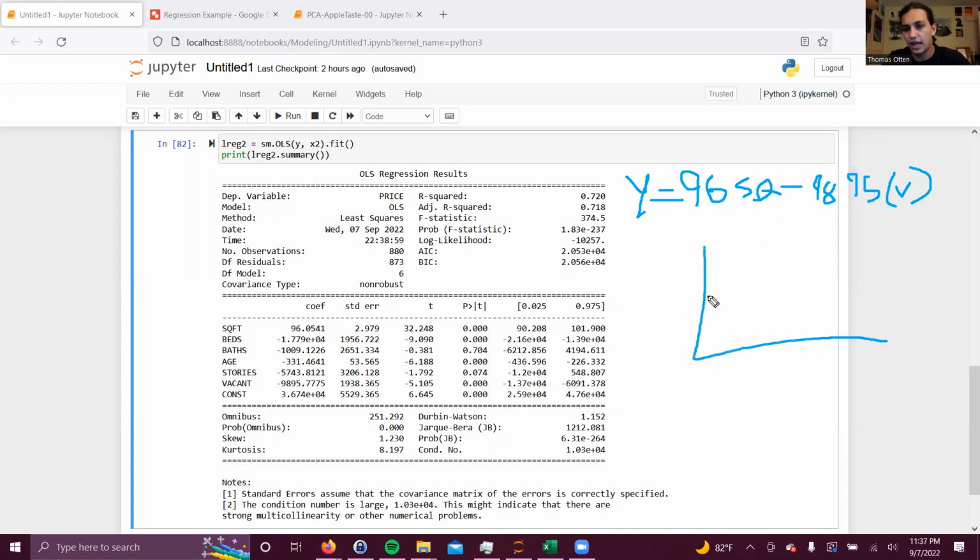So if we have this slope, this is a one-time detriment to the slope. So you're pretty much saying any house that's actually vacant, the slope is going to look like it's going to have the same slope, but it's just going to be lower. And that's how dummy variables work in impact models.